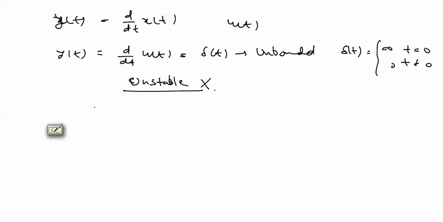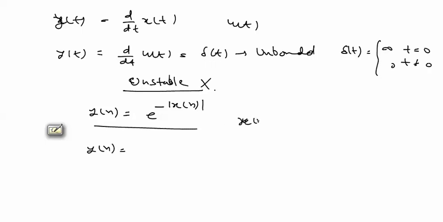GATE question. y(n) equals e power minus mod of x(n). Check for stability. We apply a bounded input on it, x(n) equals u(n). So e power minus mod of u(n): in either case, the result will be e power minus 1 or 1. It is always bounded.